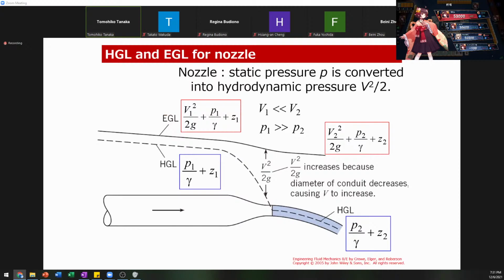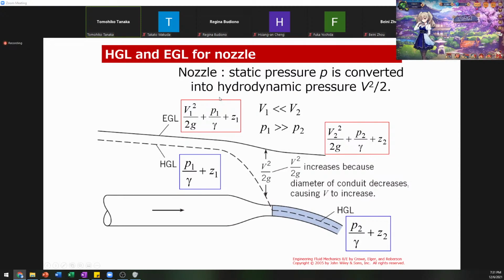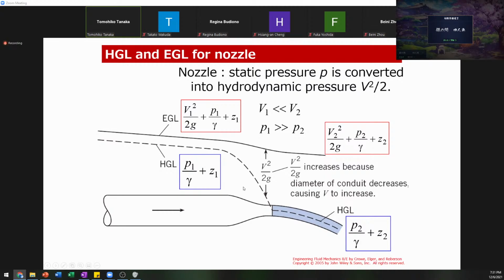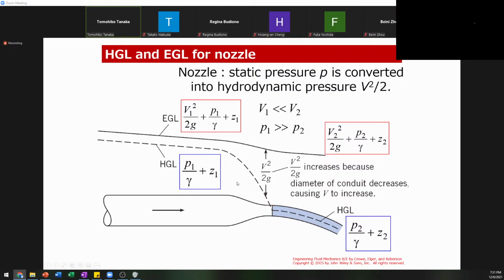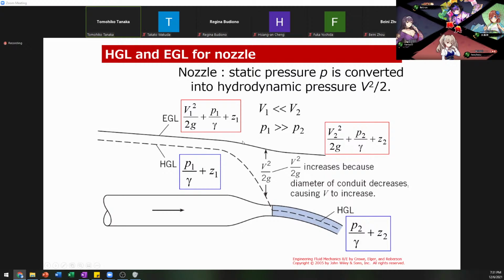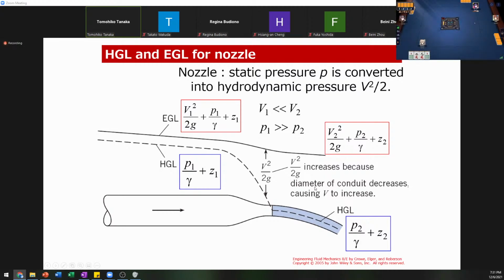And also you can consider the nozzle case. Static pressure P is converted into a hydrodynamic pressure, V squared over 2g. Here, static pressure is reduced and the velocity increases, right? So HGL is reduced, but the total EGL doesn't change much. So you can intuitively understand what happened here.